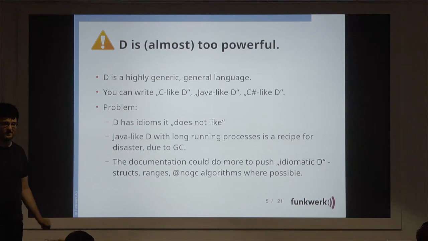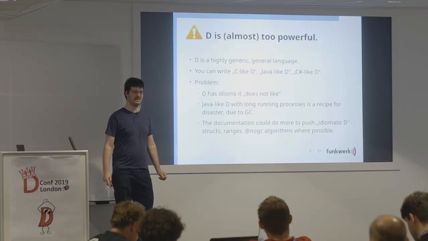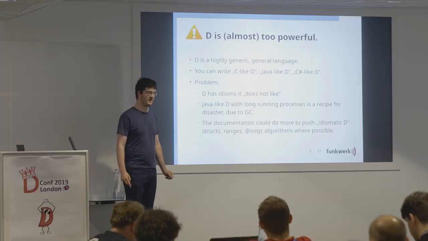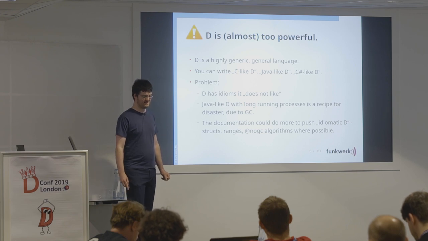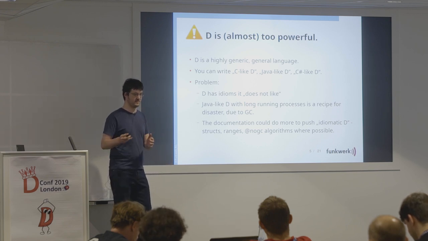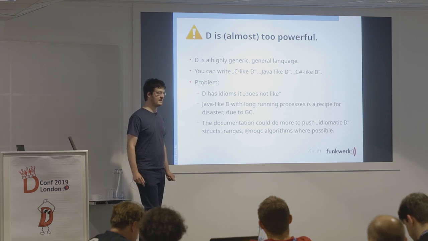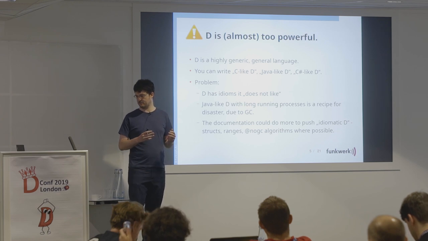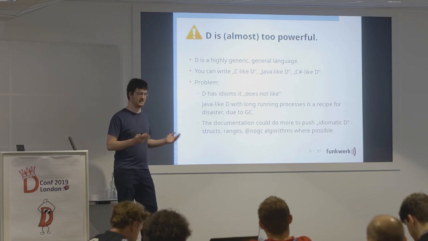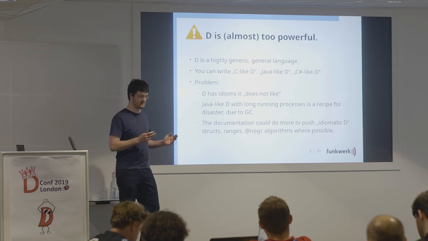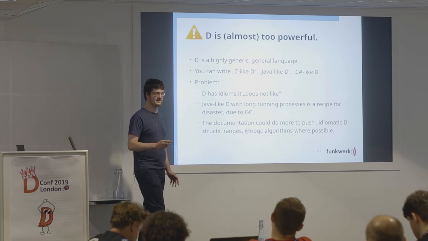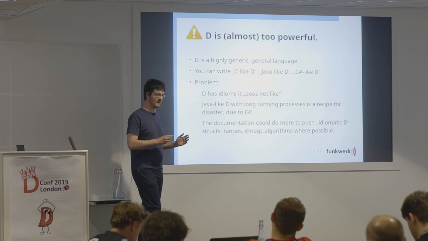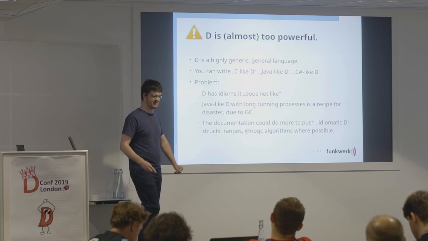better. Now, when I'm saying D is almost too powerful, this seems like praising with faint damnation, essentially. But powerful is good, right? A powerful language is something you want. The problem is that D is so powerful and so generic that you can write D in a C style. You can write D in a Java style. You can write D in a C-sharp style, even, if you want. The problem is that if you write D in a Java style, you're going to suffer, essentially.